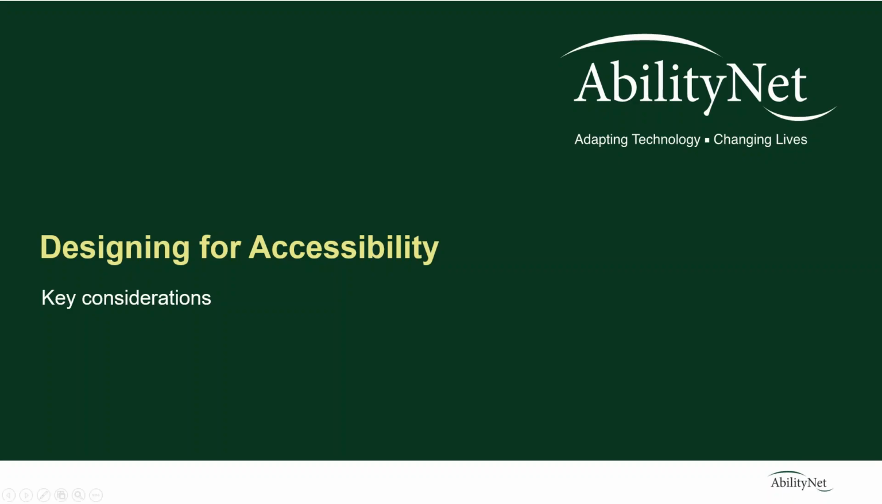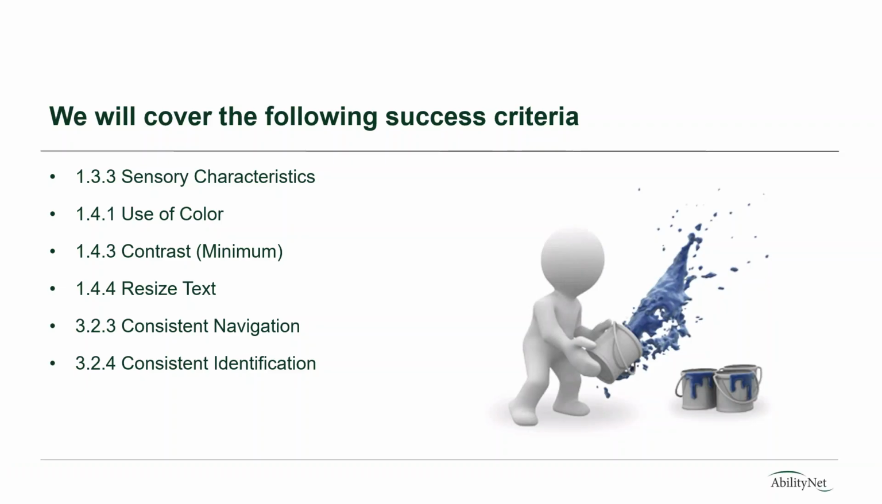Welcome to this webinar on designing for accessibility and some key considerations. We're going to be covering the following WCAG2 success criteria. They relate to sensory characteristics, the use of colour, the contrast of colour, the ability to resize text, and the importance of having consistent navigation and identification of components.